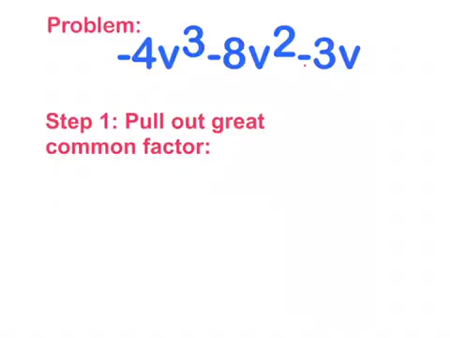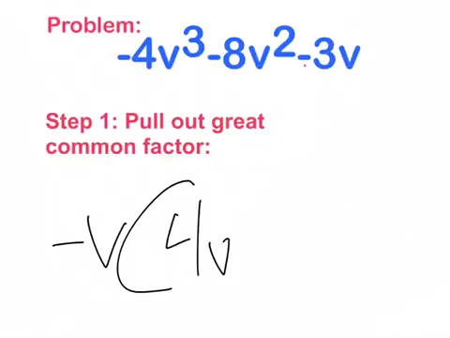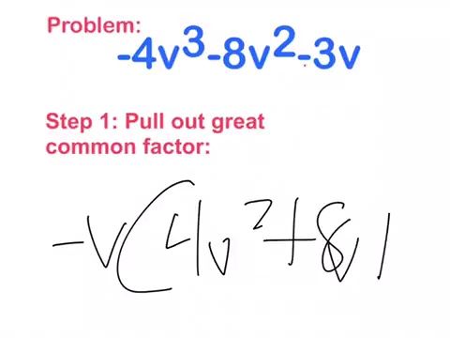In our case, we do, which is -v. As you guys could see, all these numbers have one thing in common, which is -v. Now, if you write it out, it will look like this: -v, then 4v squared plus 8v plus 3.